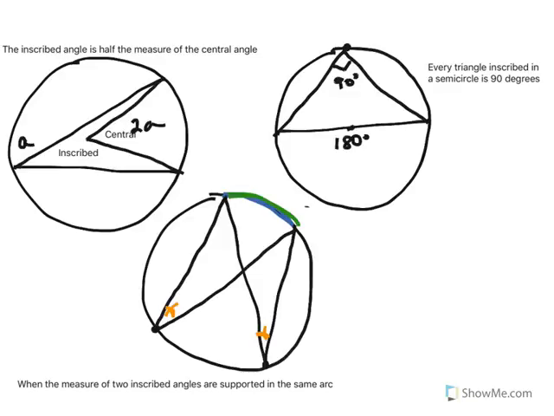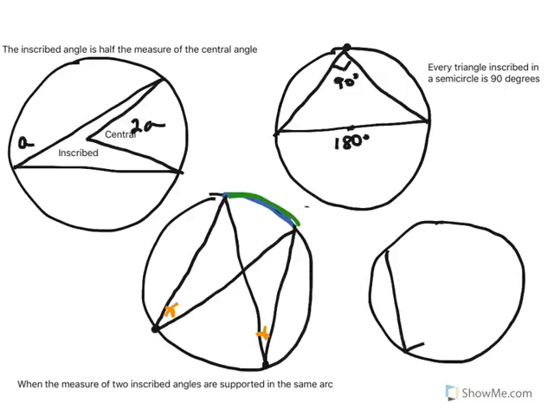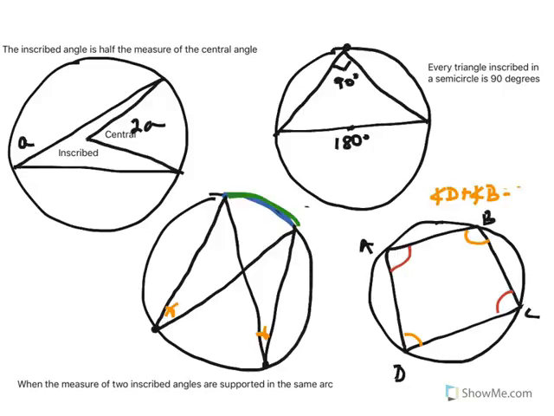The last relationship we're going to look at is when a quadrilateral is inscribed in a circle. Okay? So let's say we have this shape inscribed in a circle. In a circle, the angles opposite one another in a quadrilateral, when added together, equal 180 degrees. Okay?